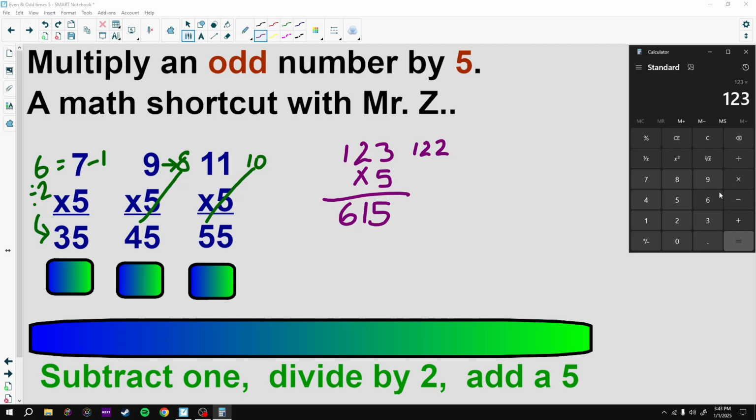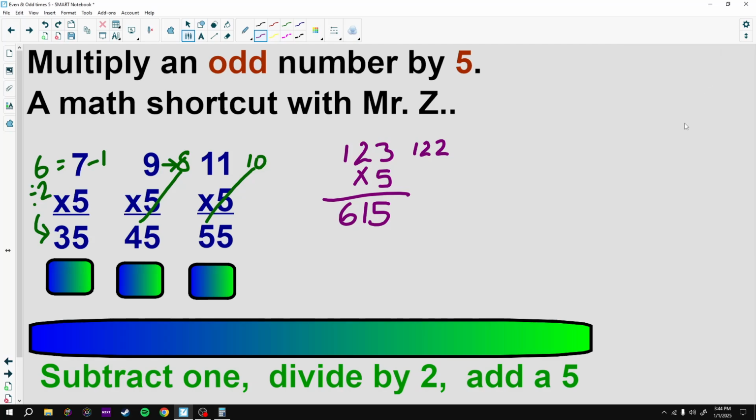123 times 5, 615. All right, let's try something harder. How about 6,847? There we go. 6,847 times 5. Now, the idea is we can get good at this and we can go so fast, we could certainly do this faster in our heads than doing it the normal way of multiplying by 5.